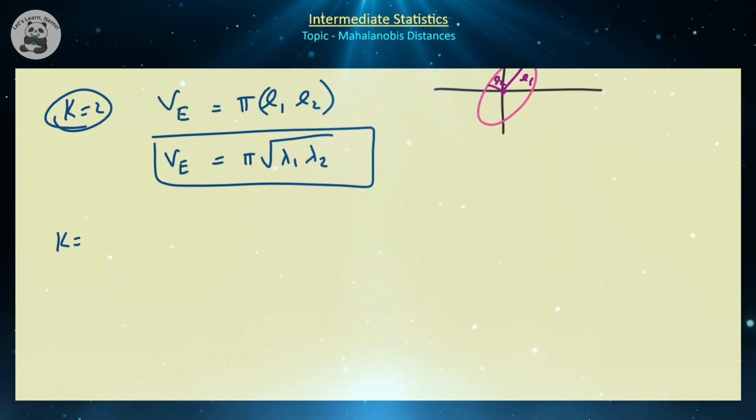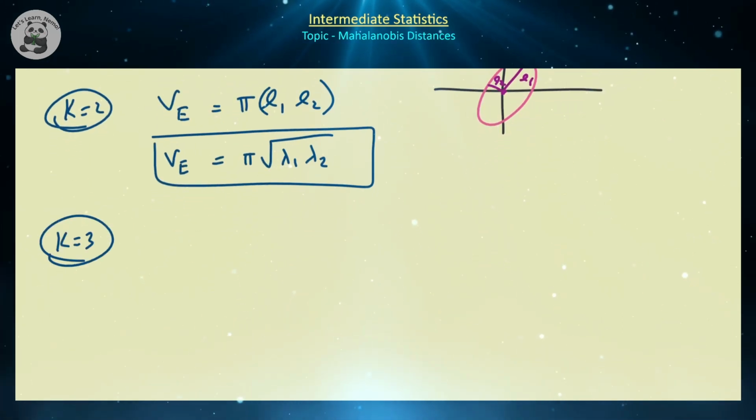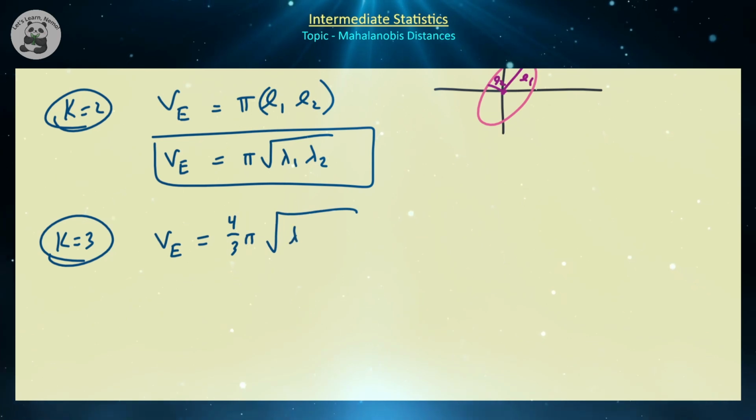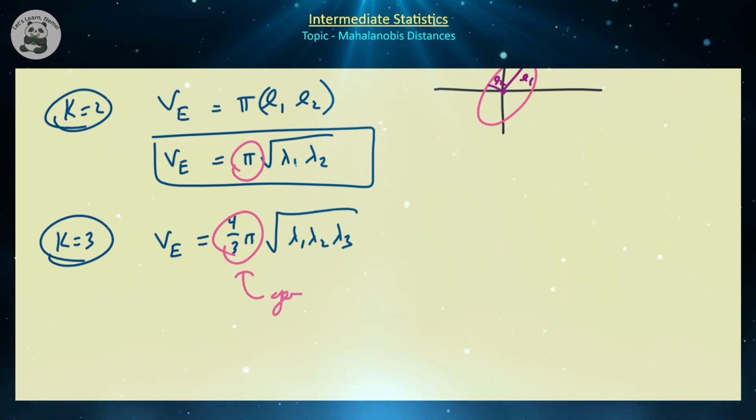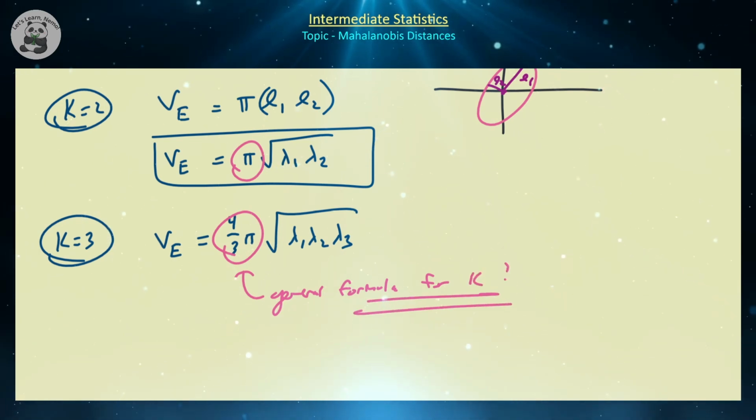So if we increase the dimension to k equals 3, one probably knows that the formula for the volume of a 3-dimensional ellipsoid is 4/3 pi times the square root of lambda 1, lambda 2, lambda 3. Now, a nice fun question: is there a general formula for an arbitrary k? And the answer is, of course, yes.